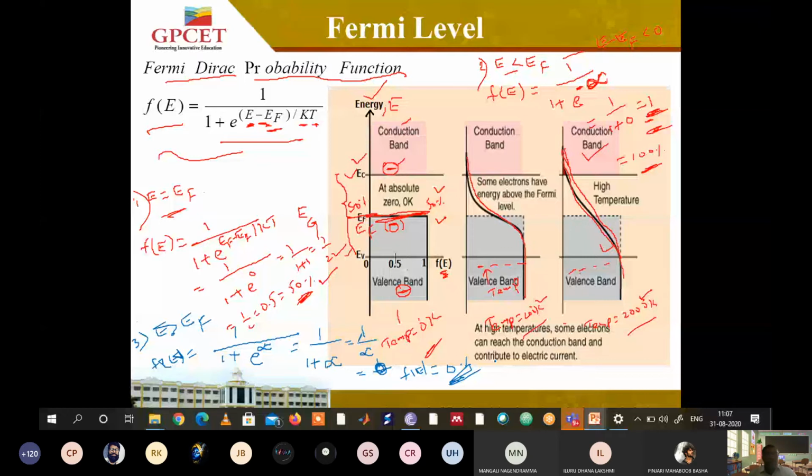What is the third case? E greater than F. If E is greater than F, then what is the probability of occupying an electron? That is F of E is equal to 0. So these three cases are very, very important. Please note all these three cases. The first case is 50%.